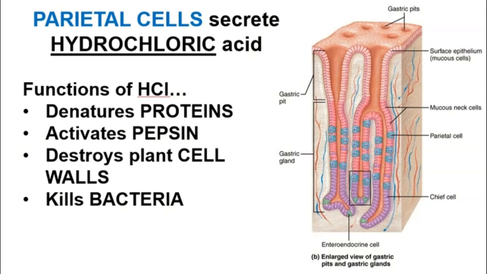We also see that hydrochloric acid functions to destroy plant cell walls. So plant cells have a tough cellular wall that is made out of a carbohydrate called cellulose. We are unable to digest cellulose, but hydrochloric acid does help to punch holes in the cellulose so that our bodies can access the nutrients that are inside of plant cells. We see that hydrochloric acid also functions to destroy a majority of bacteria that have made their way from the mouth or the esophagus into the stomach.